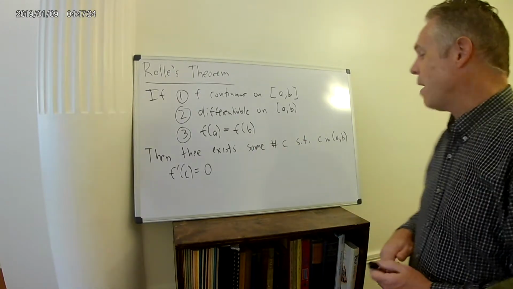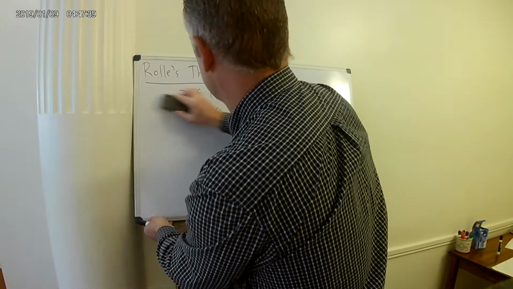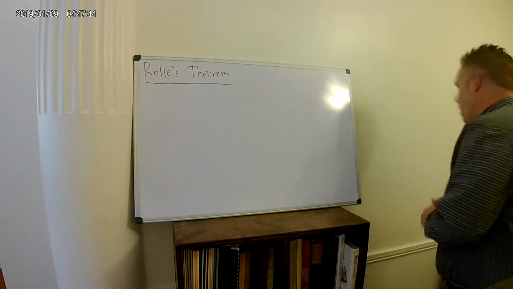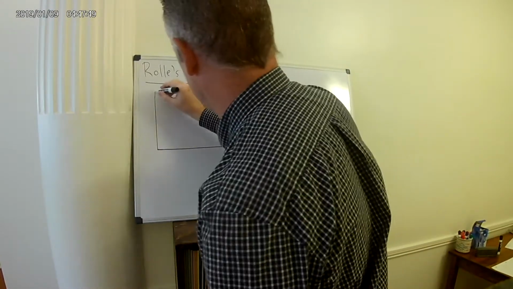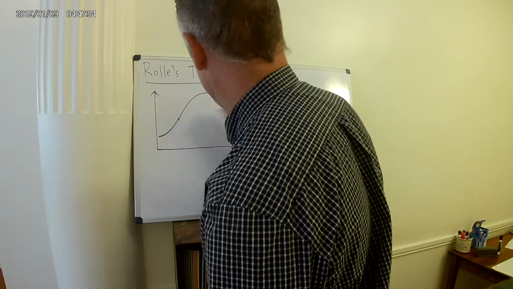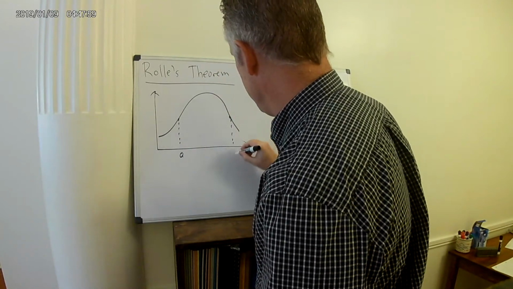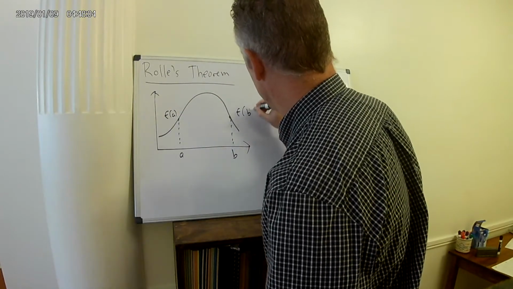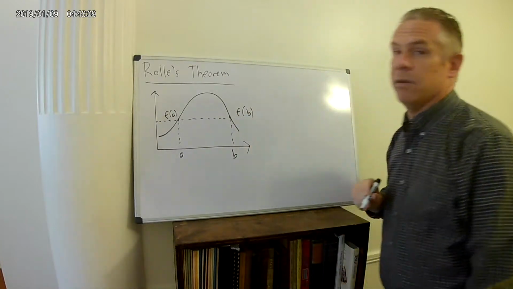Let's represent this graphically. So for instance, let's say I draw some function, and I don't know what the equation of this function is, but we can draw some function. Let's say it goes like this. And there's two points. Let's say we have an interval a and b. Okay, and this is f of a, and this is f of b, right? And these have the same value. The function has the same value at a and b.